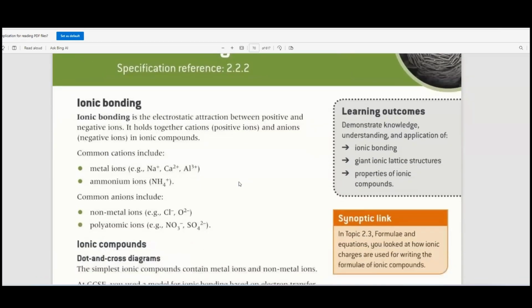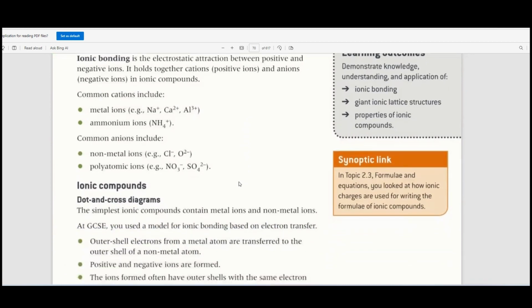So, ionic bonding. Ionic bonding is the electrostatic attraction between positive and negative ions. It holds together cations, positive ions, and anions, negative ions, in ionic compounds. Common cations we already know: sodium, calcium, aluminium. Most of them are metals.